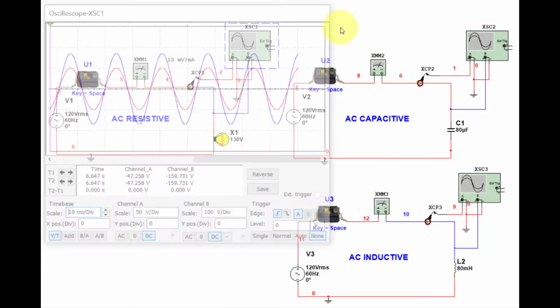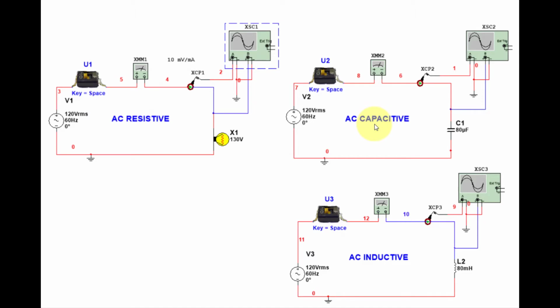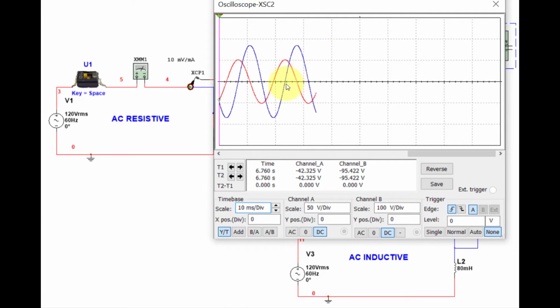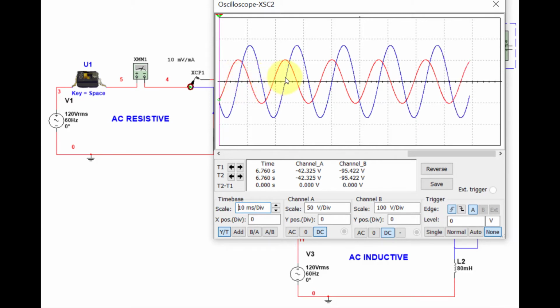Let me close this. Now we're going to look at the capacitive circuit. Do you think they will be in phase? And if they're not in phase, what will be different? Let's have a look. So you'll notice that the current is ahead of the voltage. Why do I say ahead? We just discussed time or period is across the oscilloscope screen. So when I move across the screen, I hit current, then voltage. Current, then voltage, current, then voltage.